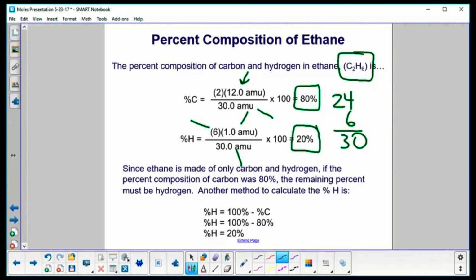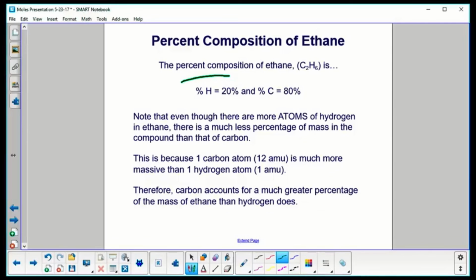There's actually an easier way to get hydrogen there, because you've only got 2 elements. So if the percent composition of carbon is 80%, we have to go up to 100% to get the entire compound. So we just do this over here. We say the percent of hydrogen is 100% minus the percent of carbon, 100 minus 80, 20%. Both ways work. This actually is a little cuter, it's quicker, and it shows that you really understand what's going on. Here's our result. Hydrogen is 20% of ethane and carbon is 80%.